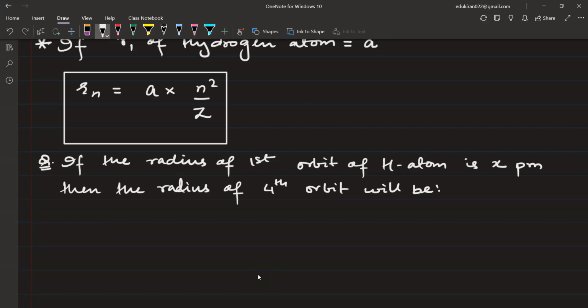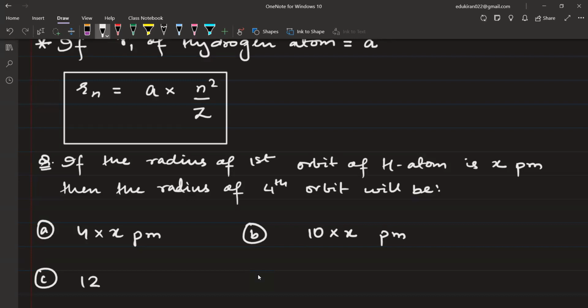will be option A 4 into x picometer. Option B 10 into x picometer. Option C 12 into x picometer. Or option D 16 into x picometer. Send your answer in my Zoom chat.